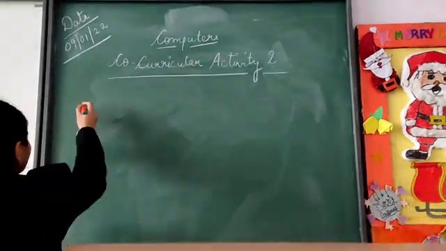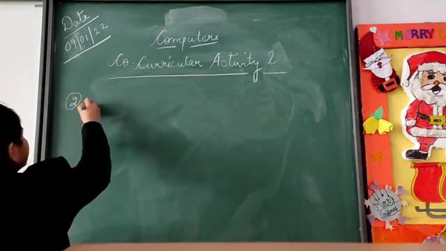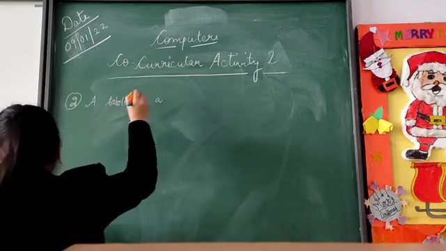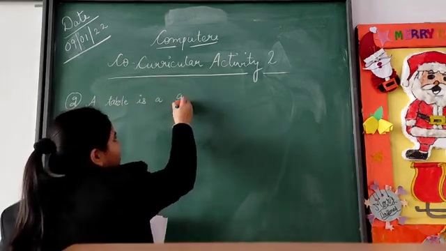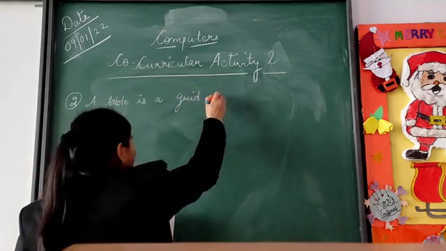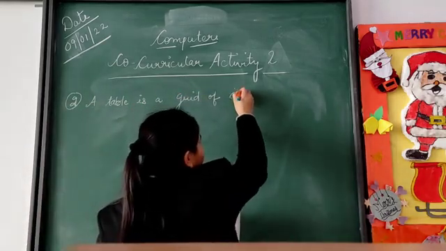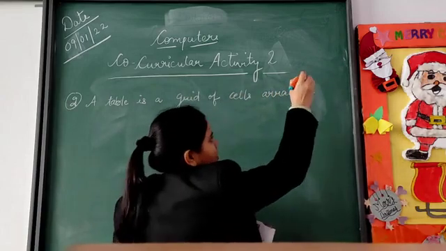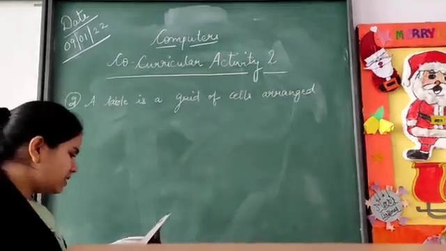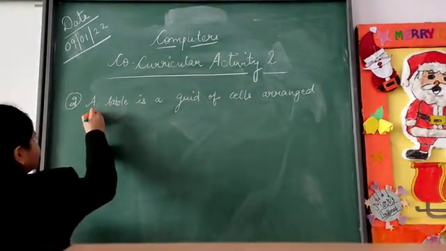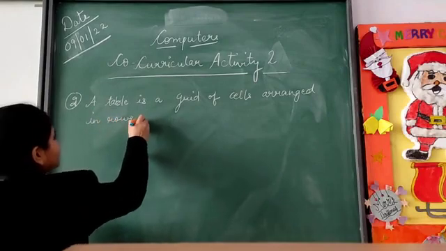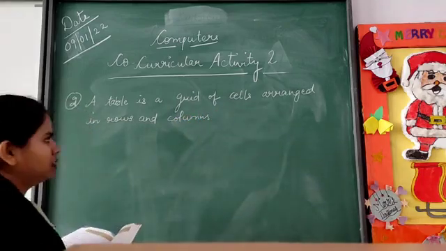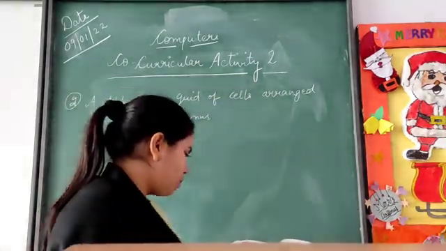A table is a grid of cells. A table is a grid of cells arranged in rows and columns. You have to write down this question in your copies.